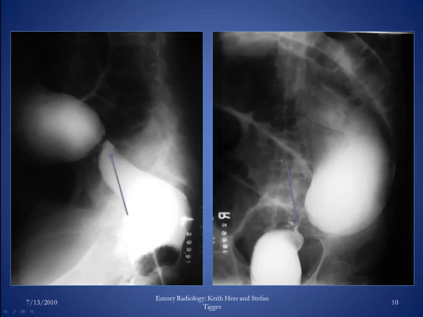A barium enema can often suggest sigmoid volvulus when contrast that is instilled through the rectum tapers to a beak at the point of twisting. In these representative cases, some contrast is able to pass beyond the area of twisting.